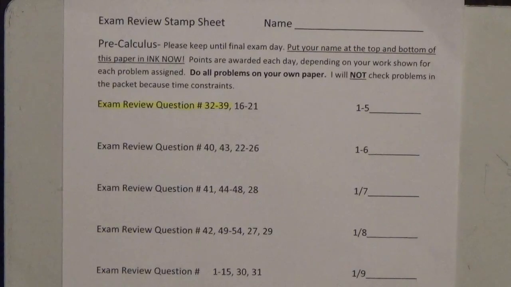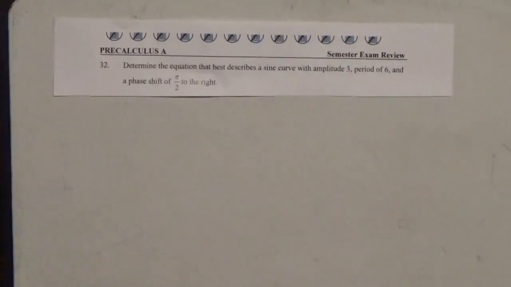All right, welcome. In this exam review stamp sheet, we are looking at problems 32 to 39. Let's get started. Problem number 32 says, determine the equation that best describes a sine curve with amplitude 3, period of 6, and a phase shift of pi over 2 to the right.